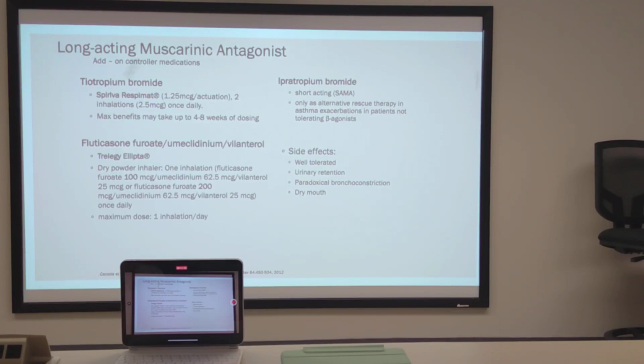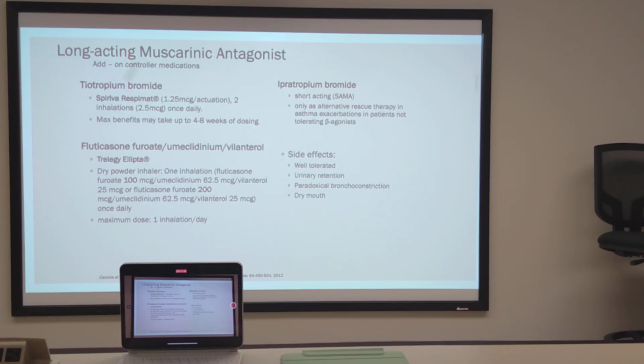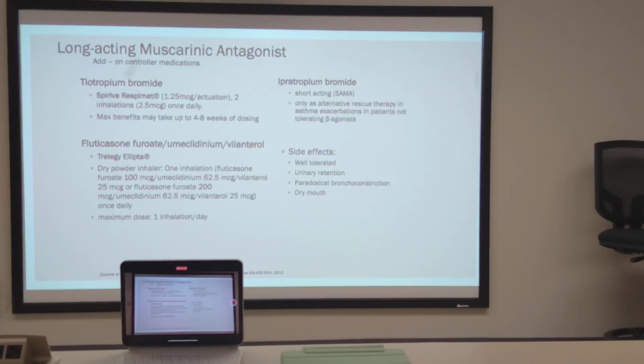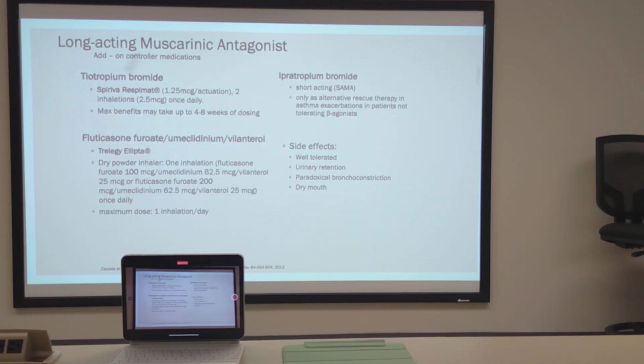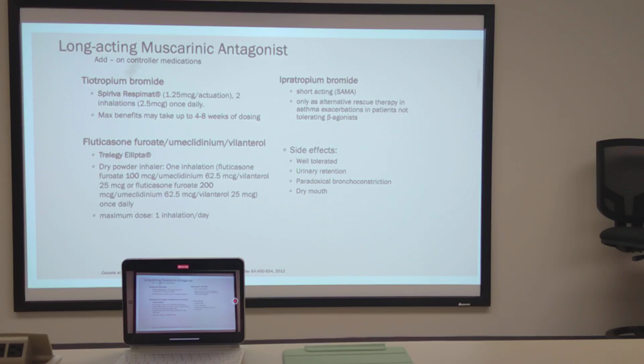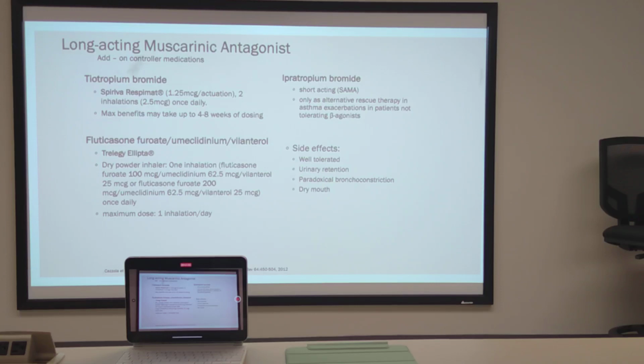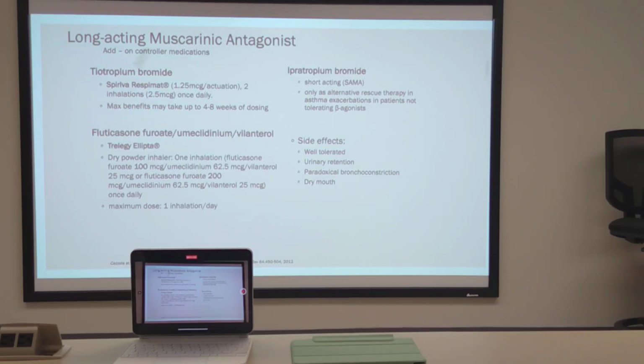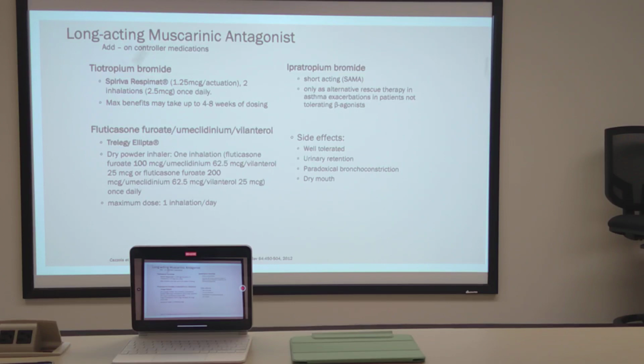So some of the medications in these drug classes are tiotropium bromide, so Spiriva, also ipratropium bromide, which is actually a short-acting muscarinic antagonist. These are actually only used as an alternative rescue therapy in asthma exacerbation in patients who are not able to tolerate a beta agonist. So, remember I said for short-acting beta agonists, those are medications that we can use for exercise-induced asthma or patients who have an acute exacerbation. If they're not able to tolerate that, then this can serve as an alternative.